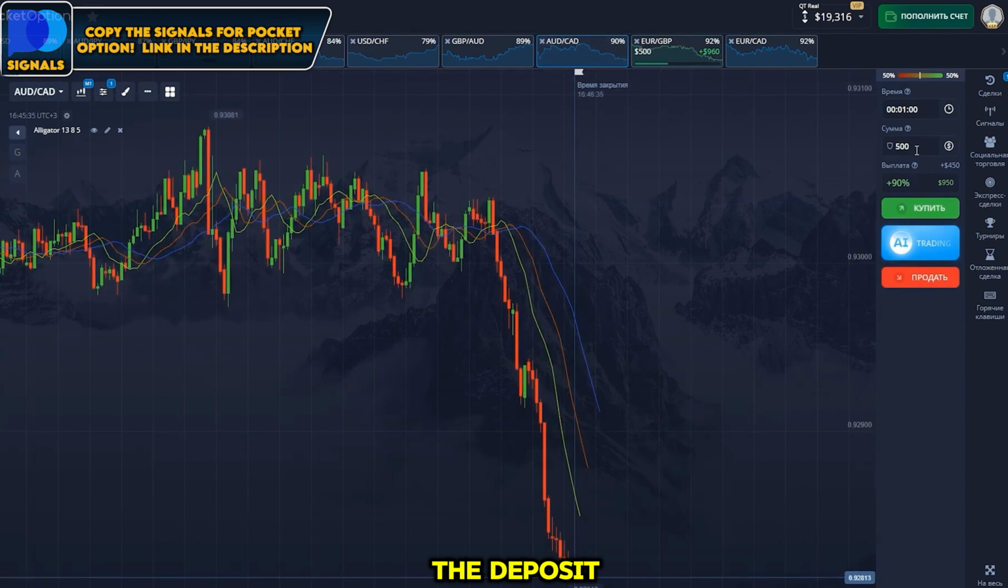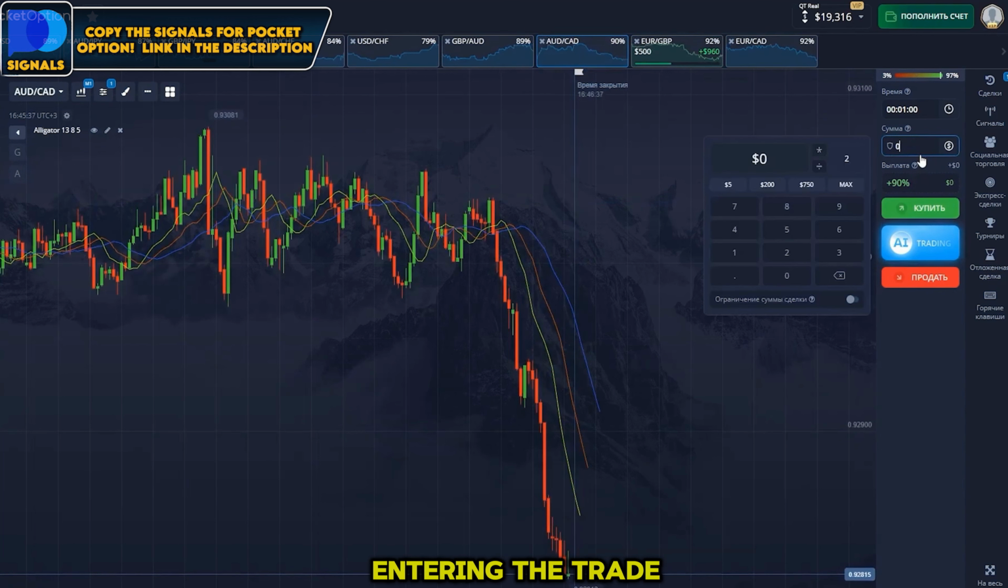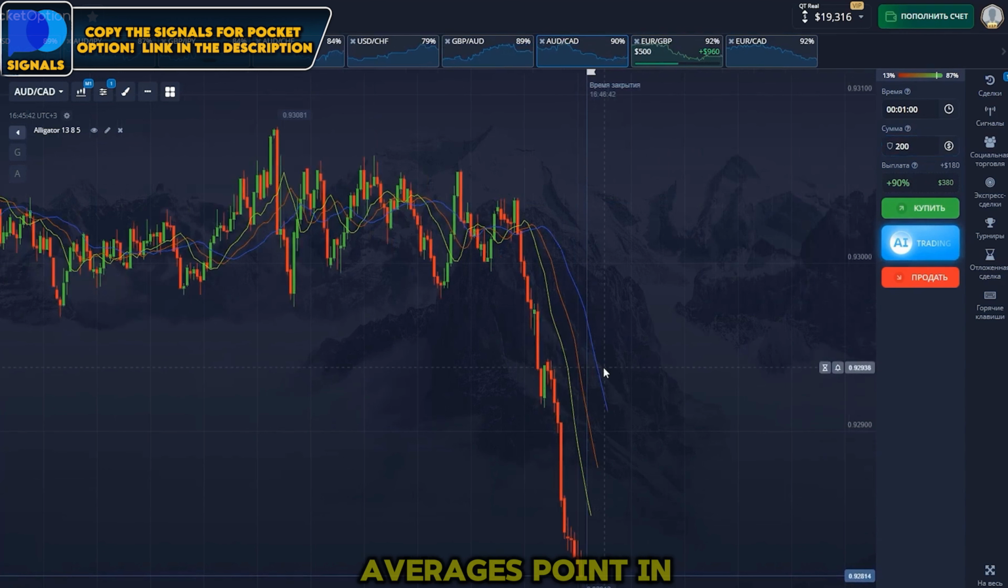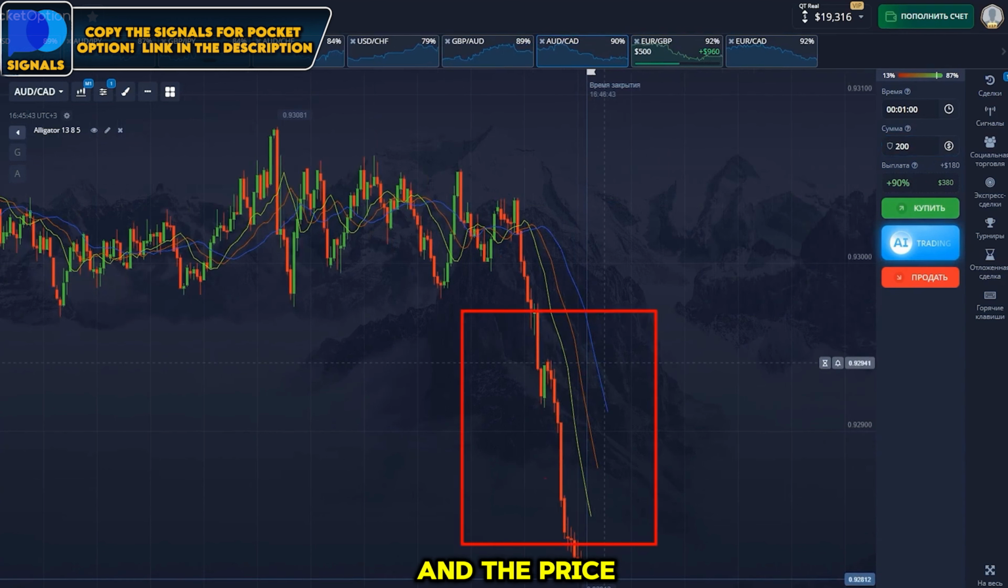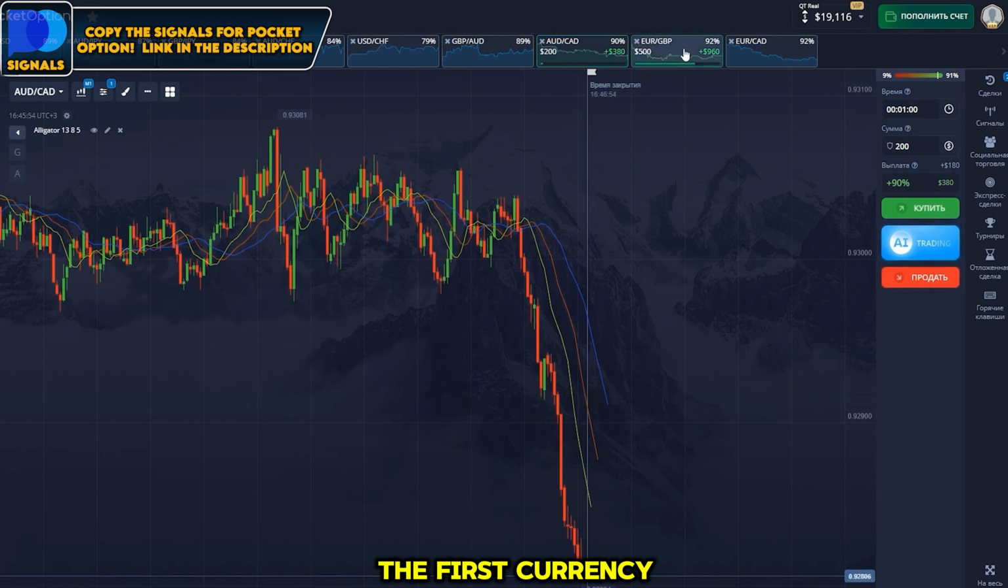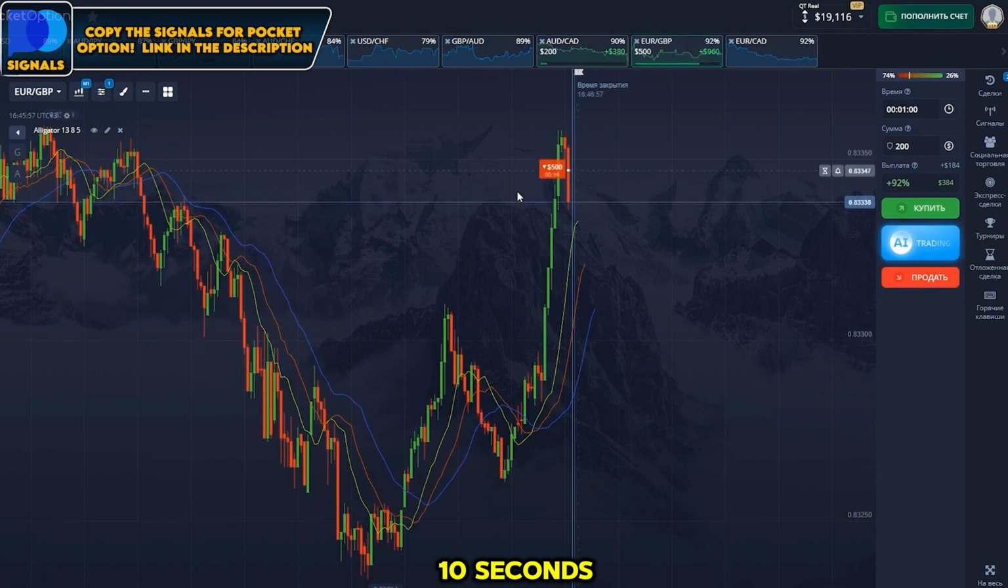Always look at the deposit, that is, the amount you are entering the trade with. Let's go back. And we see that all three moving averages point in the same direction and the price is moving downward. That is, without crossing. This is almost an ideal situation. Here we also enter for 1 minute for a decline. So, what do we have with the first currency pair? Well, we see 10 seconds. In principle, this is a confident profit.